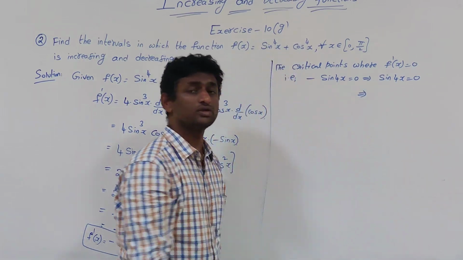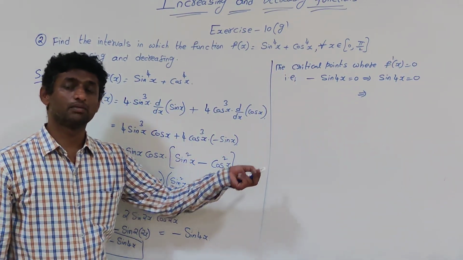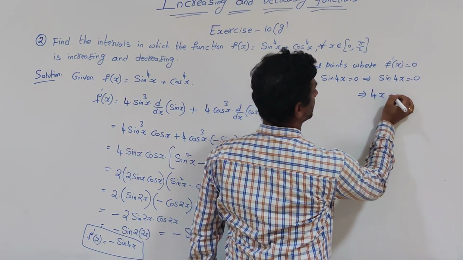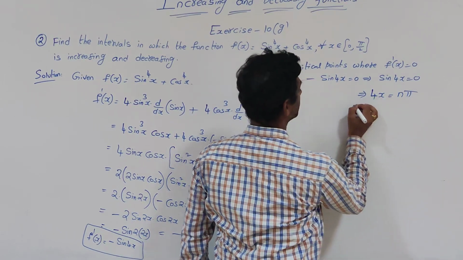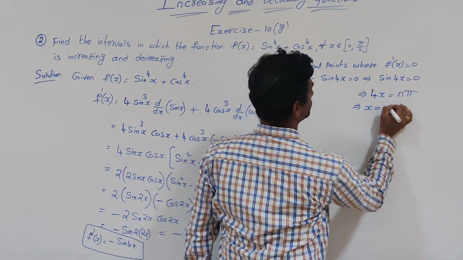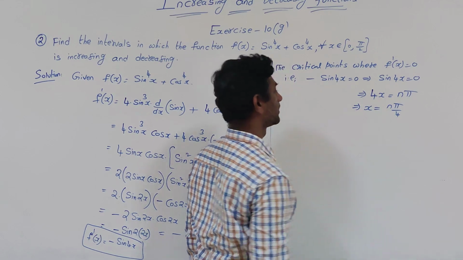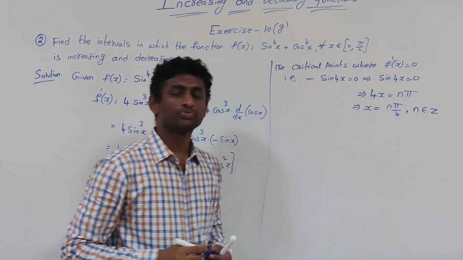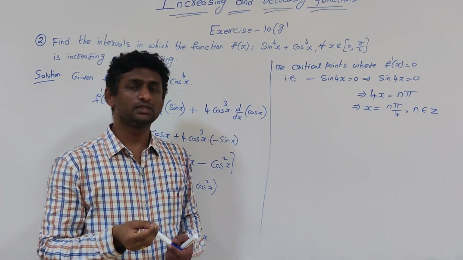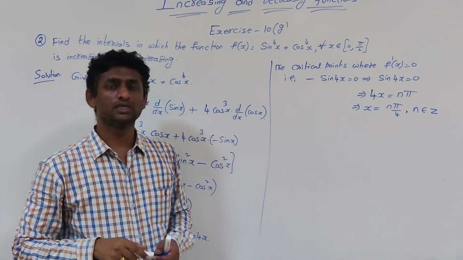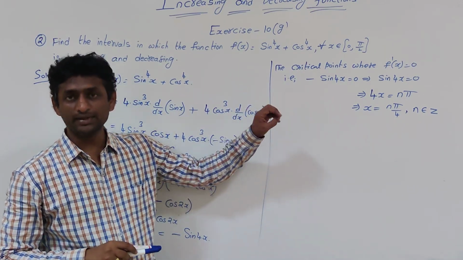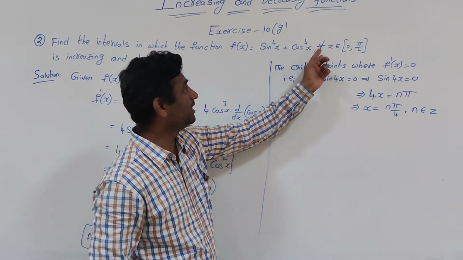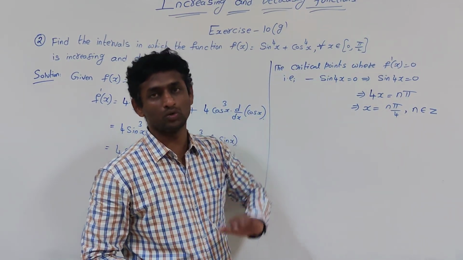So what is the general solution of sin theta is equal to 0? It is n pi. But here in the place of theta it is 4x. So we will be getting the general solution for 4x, that is n pi. But we require x, so it will be n pi by 4. But what is n? n belongs to Z. Now we have to select the critical points in such a way that elements should be in between 0 to pi by 2 only.